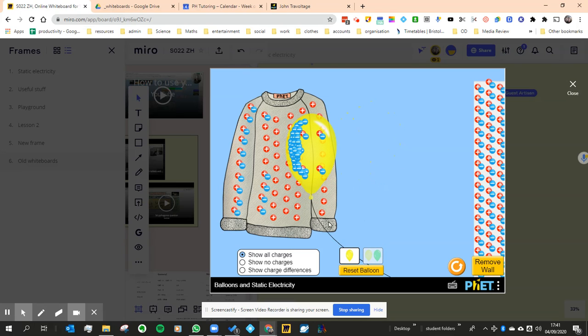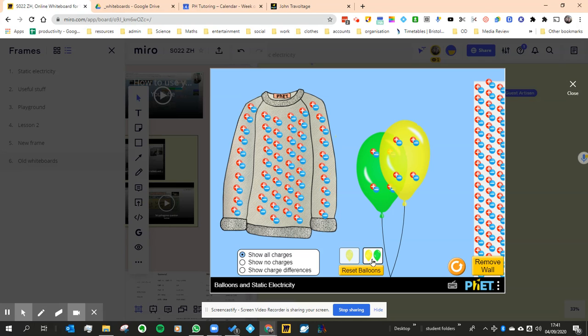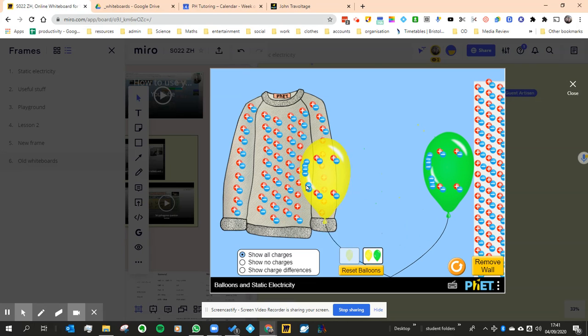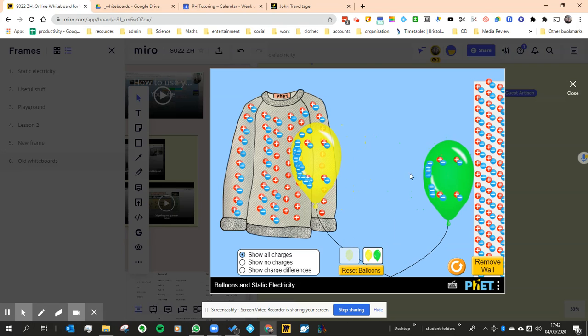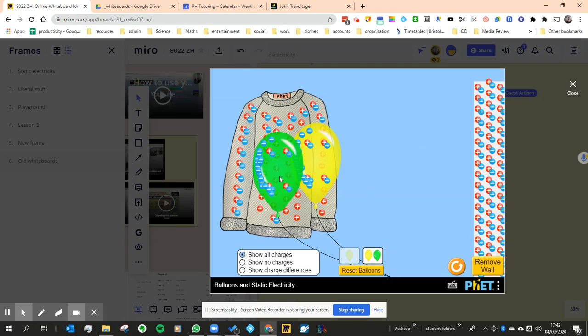Now, what you can do actually is you can get two balloons. So I reset the balloons and I get two balloons. I can get some electrons on one balloon and some electrons on the other balloon. And then what you'd find is that they repel one another as well because they're both negatively charged, and negative repels negative.